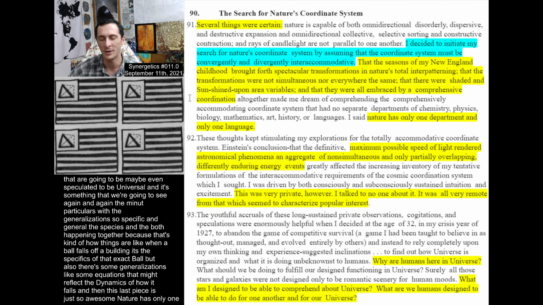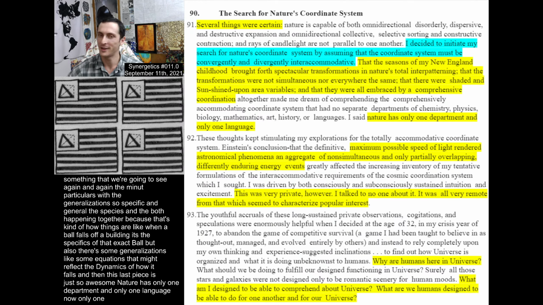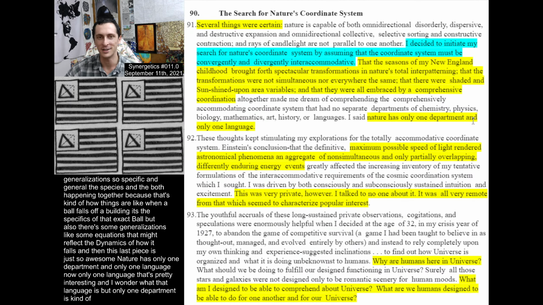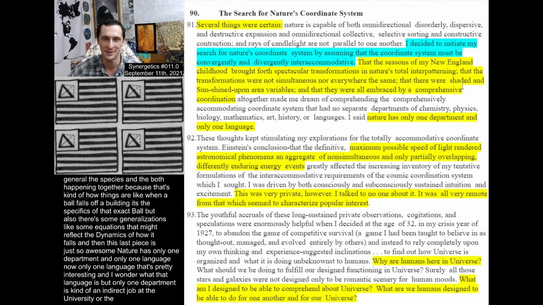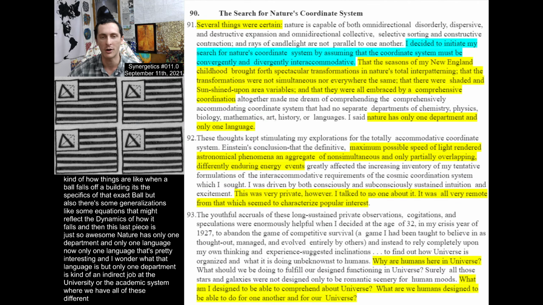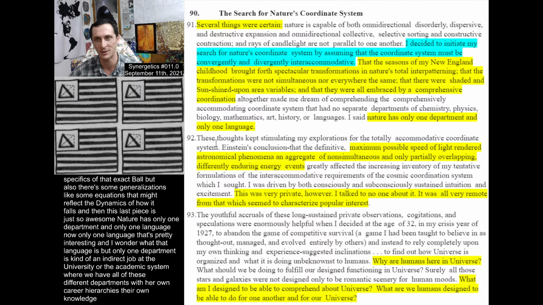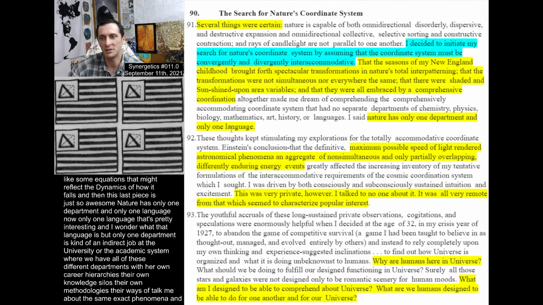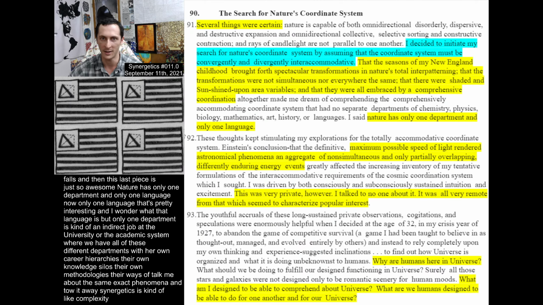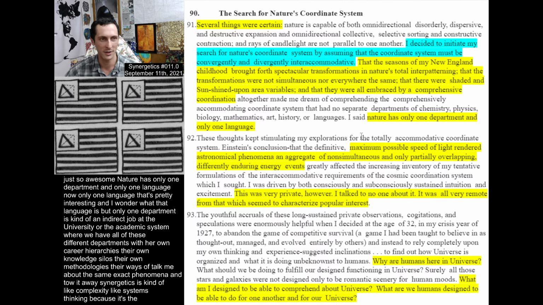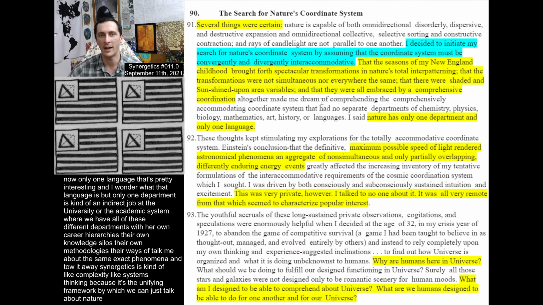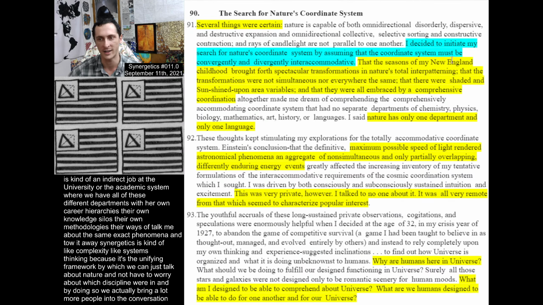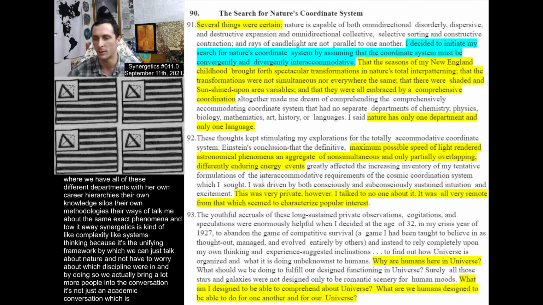Nature has only one department and only one language. Now, only one language, that's pretty interesting, and I wonder what that language is, but only one department is kind of an indirect jab at the university or the academic system, where we have all of these different departments with their own career hierarchies, their own knowledge silos, their own methodologies, their ways of talking about the same exact phenomena. And so in a way, synergetics is kind of like complexity or like systems thinking, because it's the unifying framework by which we can just talk about nature and not have to worry about which discipline we're in. And by doing so, we actually bring a lot more people into the conversation. It's not just an academic conversation, which is fragmented into departments.